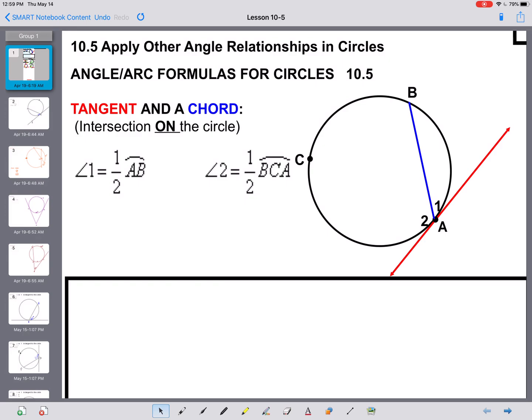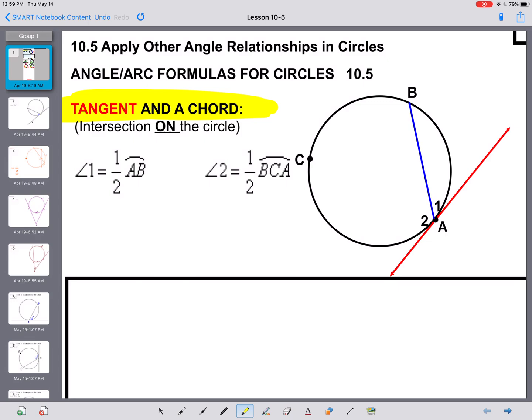Okay, what we've got here on the formula sheet, we've got three different formulas. And you go, well, which one do I use? It all depends on what type of lines and line segments you have in the problem. The first one, notice this, we're talking a tangent and a chord. That's what I have on the picture. I have a tangent and a chord.